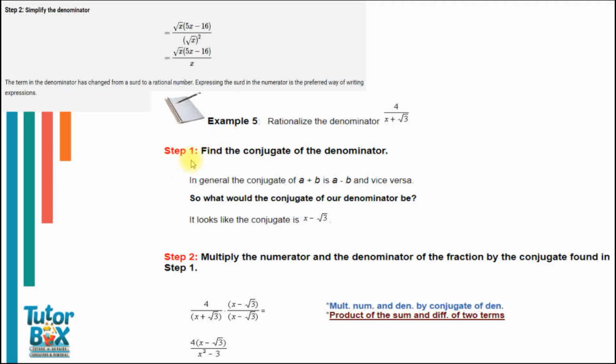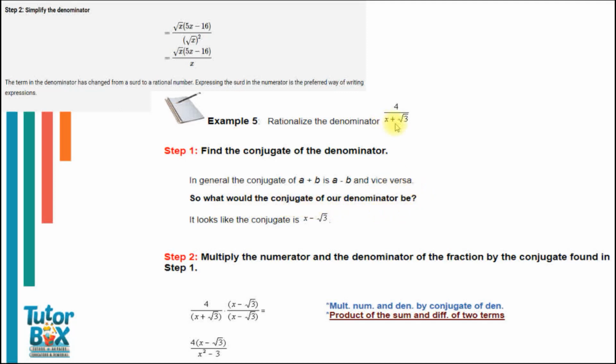So step 1, you find the conjugate of the denominator. In general, the conjugate of a plus b is a minus b, and vice versa. For the conjugate, all you're doing is you take the first term, you take the second term, and you change the sign in the middle. So if it was a plus, it becomes a minus. Okay, so what would the conjugate of our denominator be?